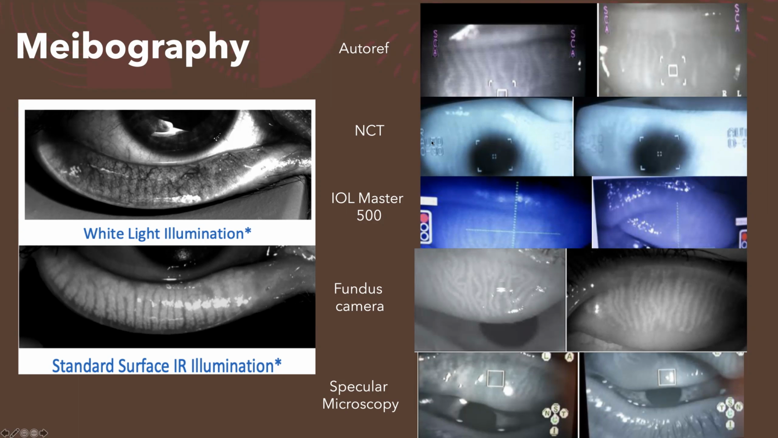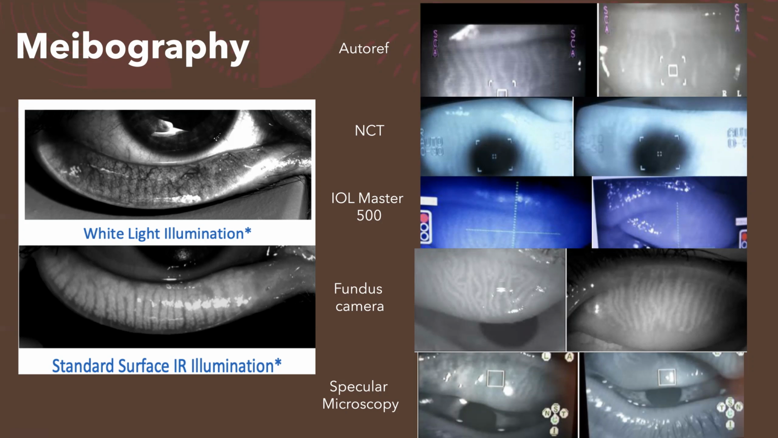These are the pictures that are taken from a non-contact tonometer. And most commonly, if you're using an IOL master, even there you can look at these glands beautifully with the help of infrared rays. If you're having a fundus camera that has IR illumination, again, you can beautifully see the glands as shown here. And finally, if you have access to specular microscopy also, you can beautifully see these glands.